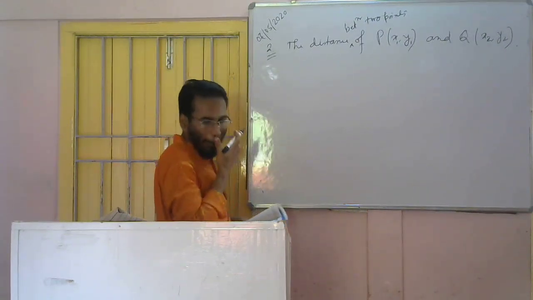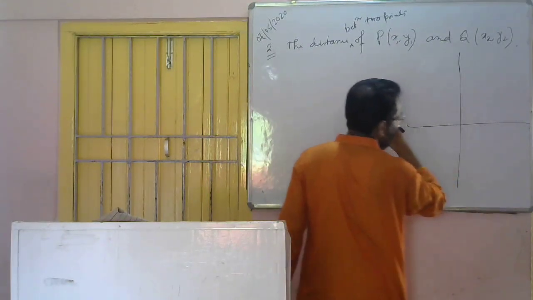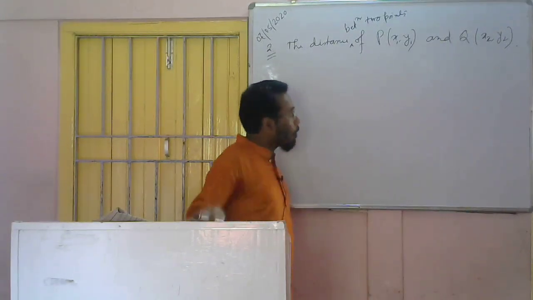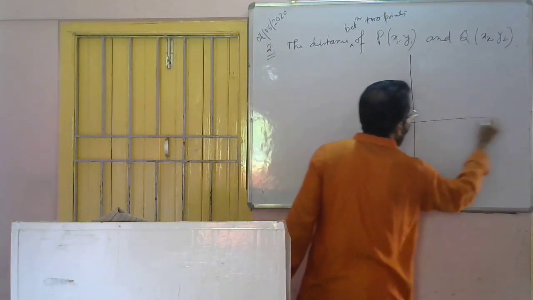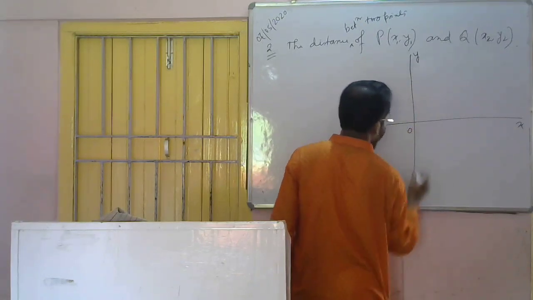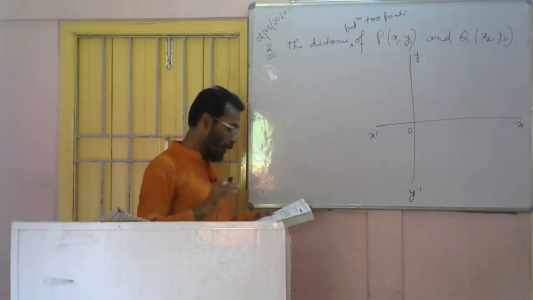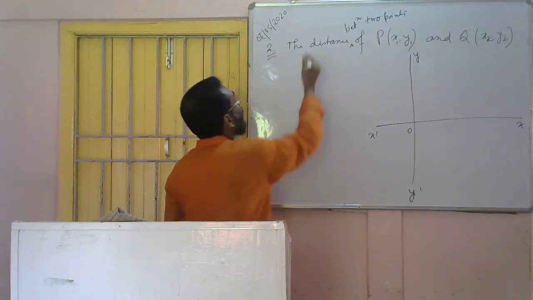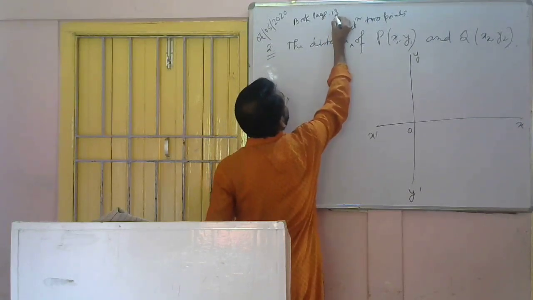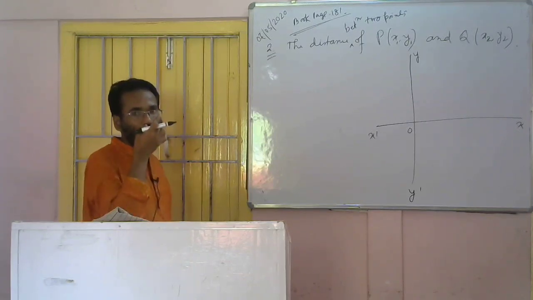As earlier, we are drawing a figure in Cartesian coordinates. This figure is X'OX, Y'OY. You may read this from your book. Follow this page in your textbook, page number 181.